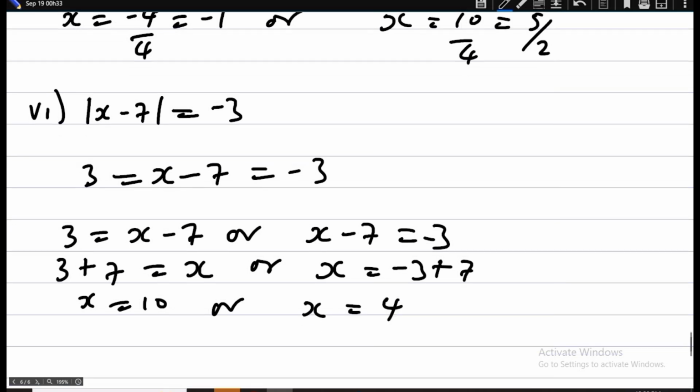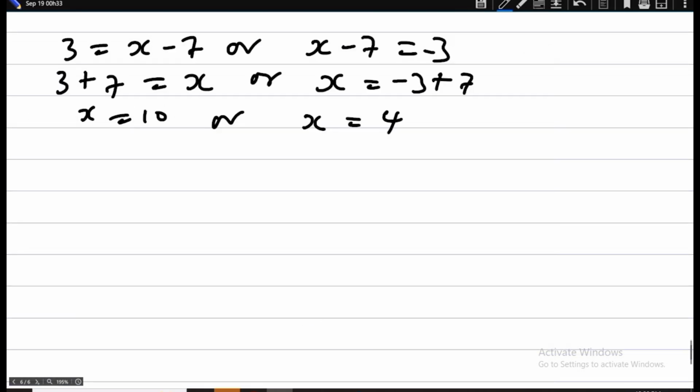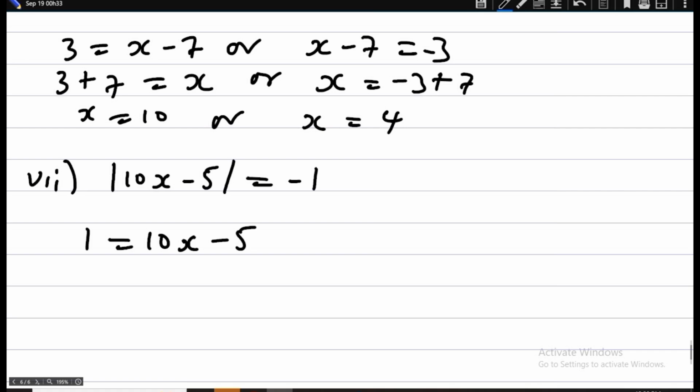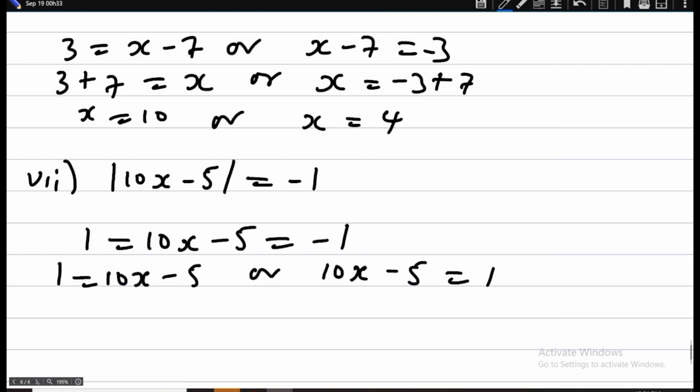Okay, VII rather. Number 15 VII say that absolute value of 10x minus 5 is equal to what? Minus 1. So the same way to remove absolute value, we say that 1 is equal to 10x minus 5, which is equal to minus 1. So we separate that 1 is equal to 10x minus 5, or we have that 10x minus 5 is equal to 1. So finally I'm having that 1 plus 5 is equal to 10x, or we have that 10x is equal to what?